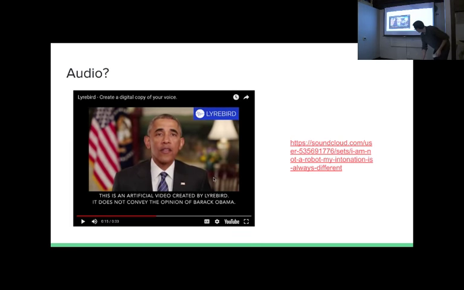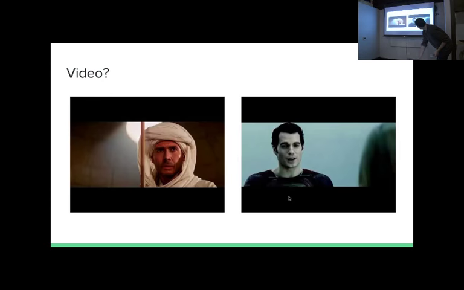This is not easy to hear, unfortunately, but basically Lyrebird, if you want to check into it, has been able to replicate voices with only a minute of recorded audio. Imagine the implications of that. So yes, we can do audio.